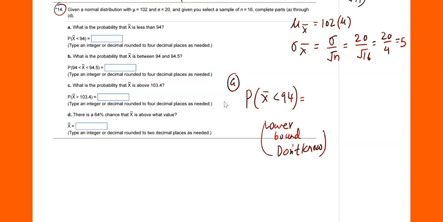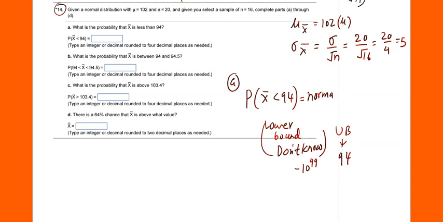Therefore the lower bound is going to be negative 10 to the power 99. That's the lower bound. And the upper bound is of course 94, because we want less than 94, and everything is less than 94. 94 is the biggest number, which is the upper bound. I'm going to use this number in the normal CDF, right? That's what you do every time.